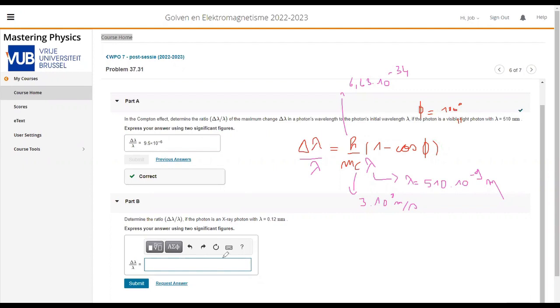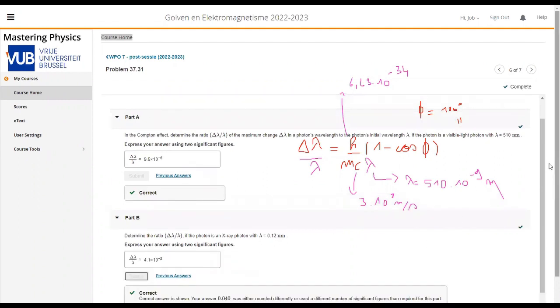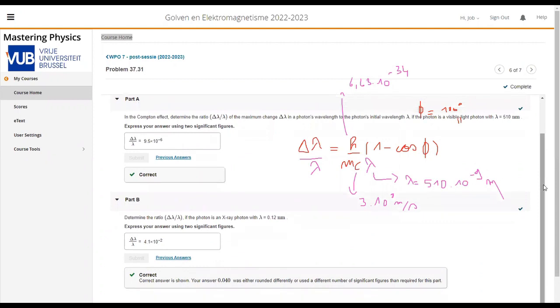Give me 5 seconds. It's 0.12, 12 times 10 to the exponent minus 9. Okay, I hope it will be correct. Let's get it. Okay. Oh, there, it's correct. Okay, let's go for the next one.